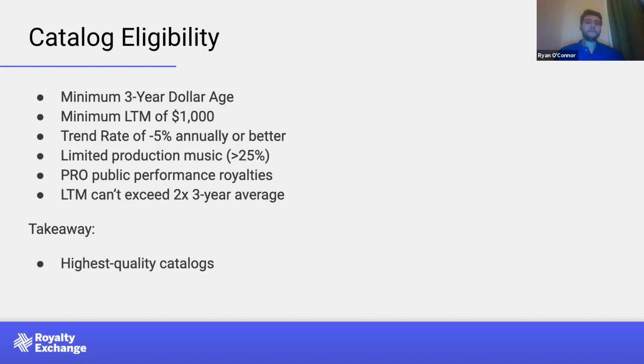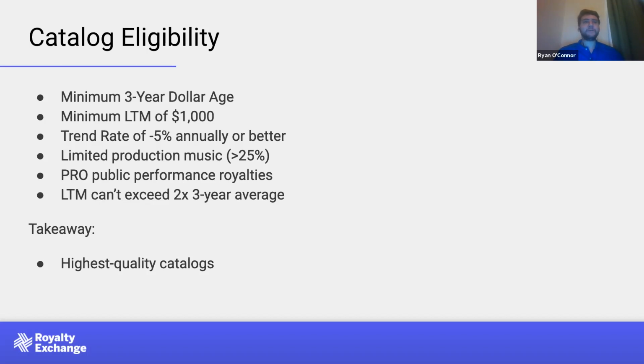We have a minimum of 1,000 in the last 12 months. Again, that's just to make sure you're not being filled with thousands of little catalogs, that sort of thing. The trend rate: we use a trend rate of -5% annually or better. So over the last 3 years, it had to not decline by more than 5%.